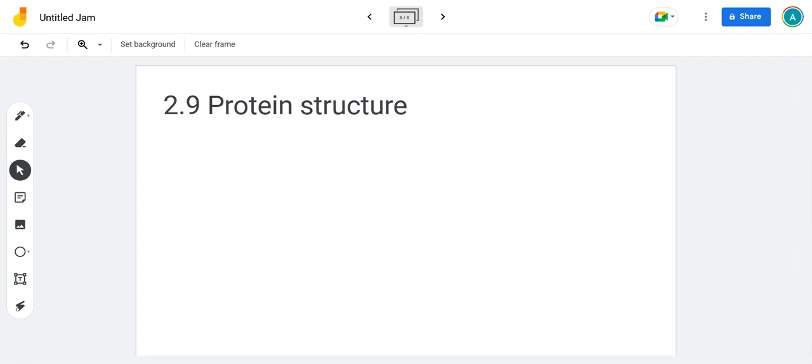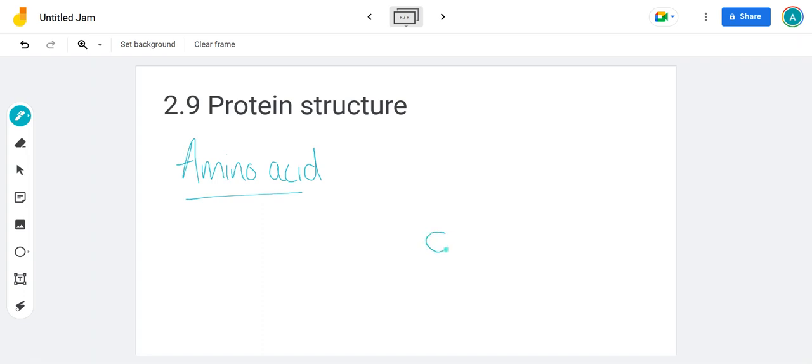Okay, so you might have to draw an amino acid in an exam or finish off a diagram of an amino acid. Sometimes you might have to label the parts of an amino acid. Okay, so let's start off with amino acids. So, an amino acid has this structure.